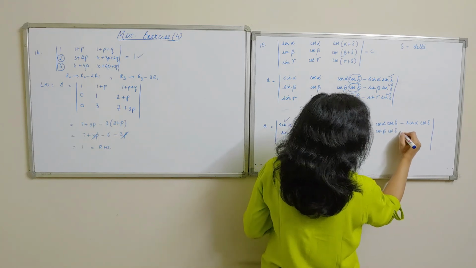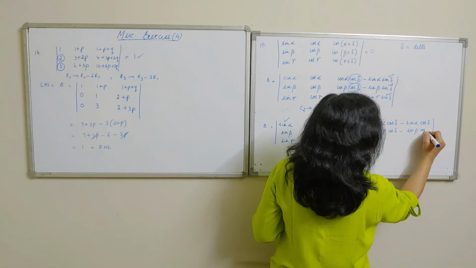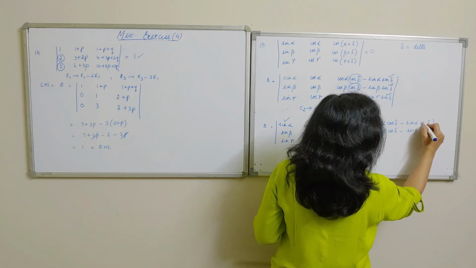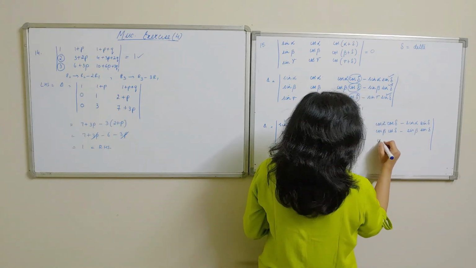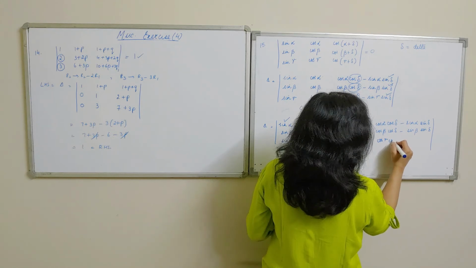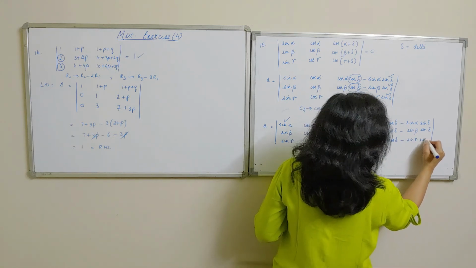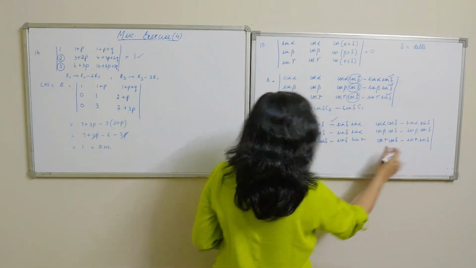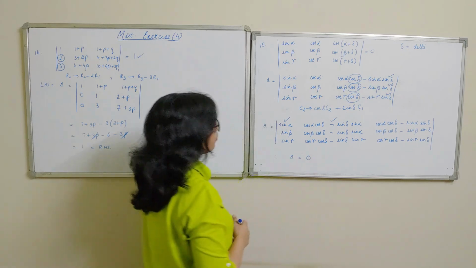Cos beta cos delta minus sin beta sine term, sine delta. Here is also sine delta. This is cos alpha, cos delta minus sine gamma, sine delta. So here you can notice that the second and the third columns are identical. Therefore, the determinant is 0.